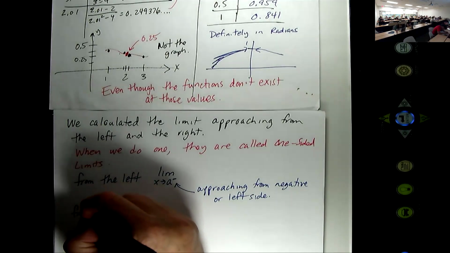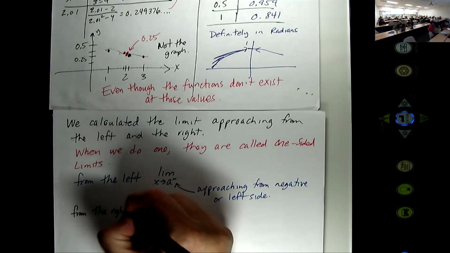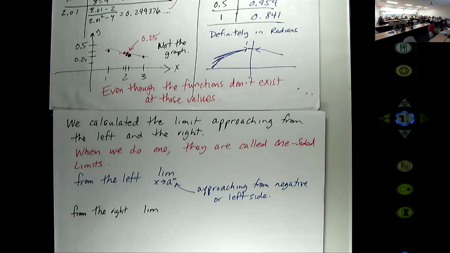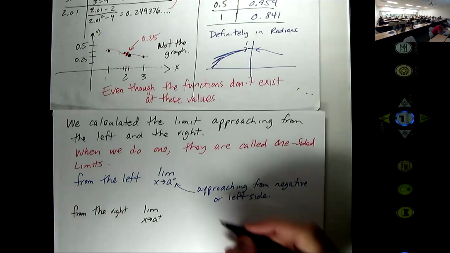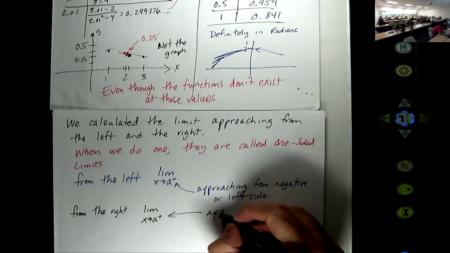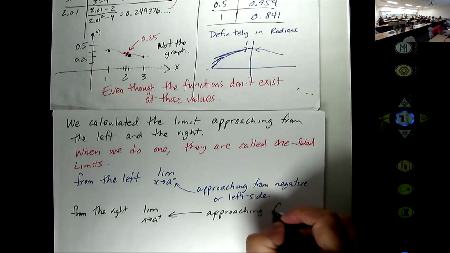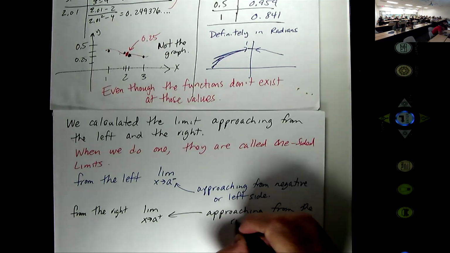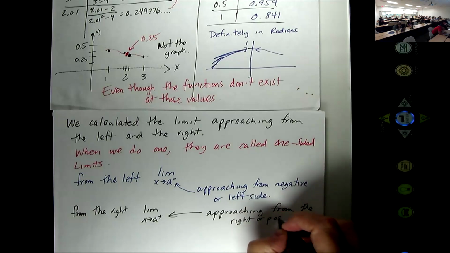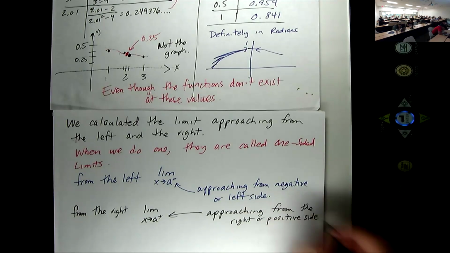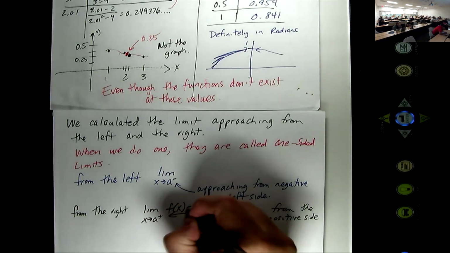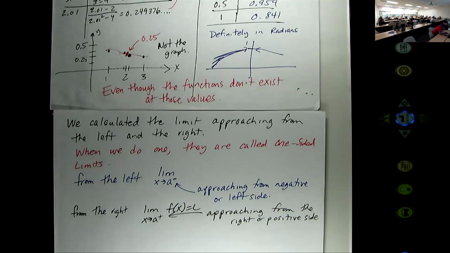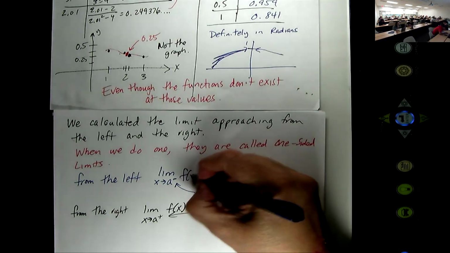You're all smart STEM majors. Guess what it looks like when we approach from the right? It's a positive. And maybe I should put the f of x equals L here. Finish it.